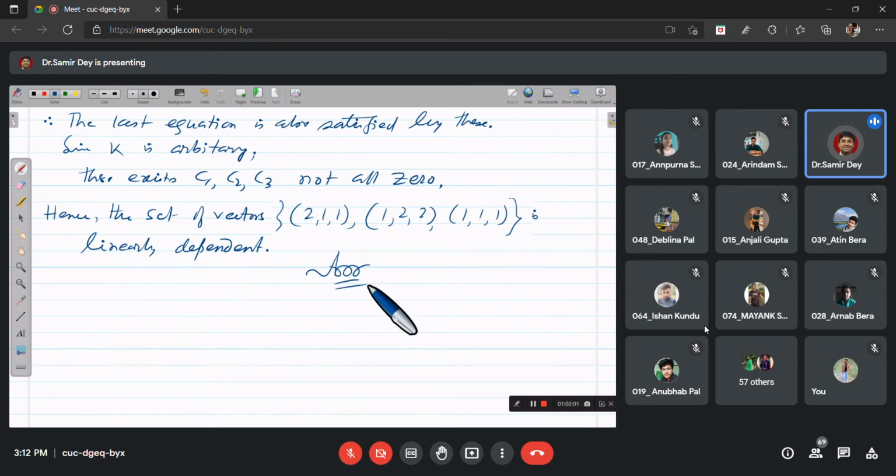Any doubt about the calculation? Is it clear to all of you? Sir, the previous one was linearly independent and this is linearly dependent. Yes. So here it is dependent, that means C1, C2, C3 are not all zero. But in linearly independent, C1, C2, C3 must all be equal to 0.